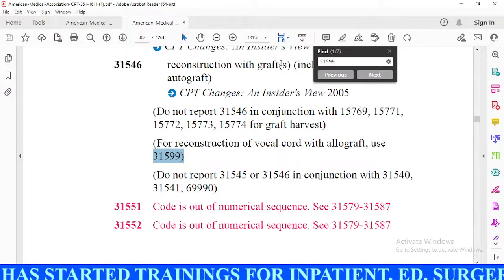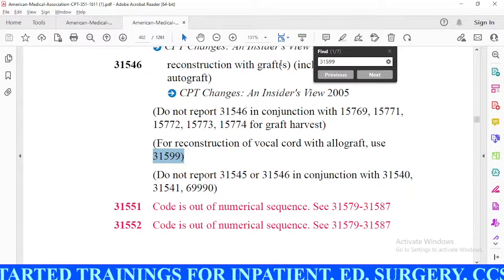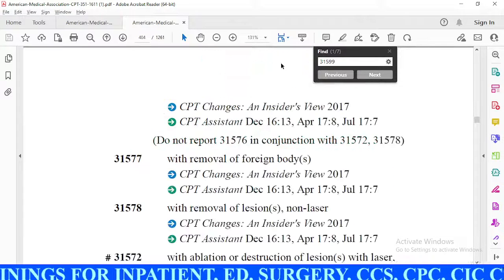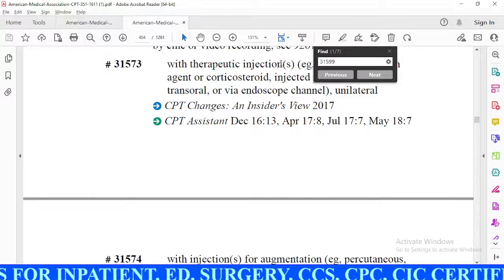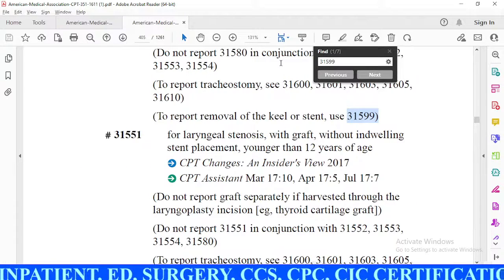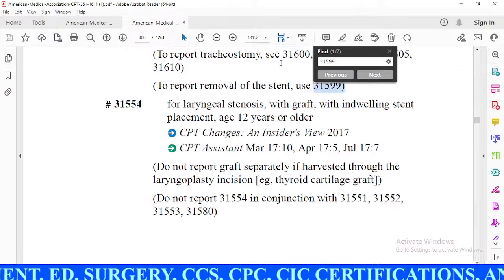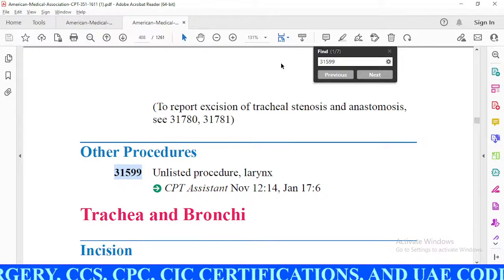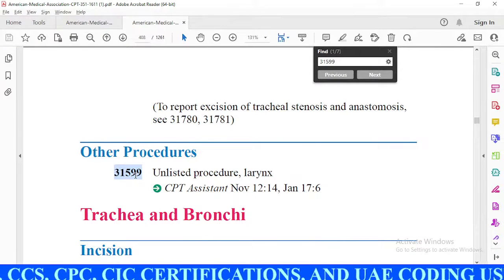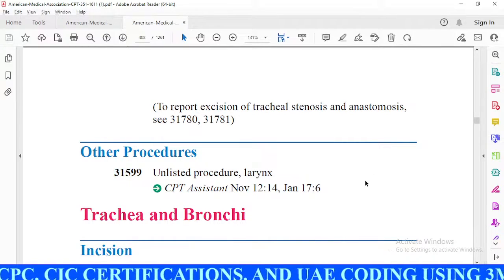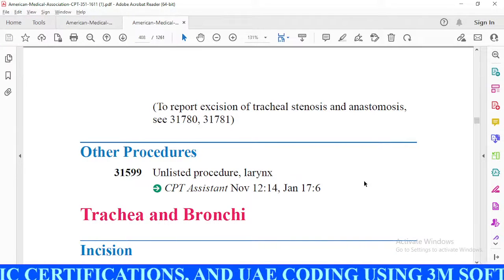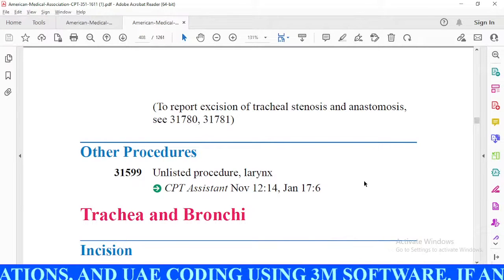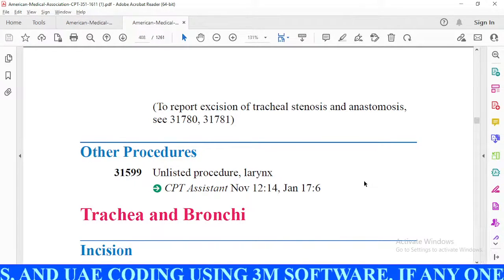For the vocal cord we need to use an unlisted code, and for the larynx also we need to use an unlisted code, as we don't have any separate code for this procedure. So here it is an unlisted code. You need to check in that way also. In the exam you may find deleted codes also, so try to keep a vigil on that aspect also.